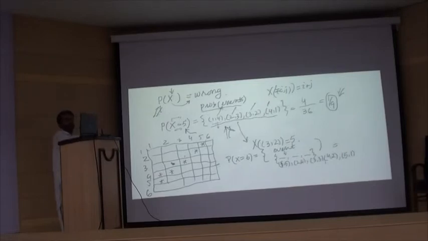So how many outcomes are in this event? It's basically 1, 2, 3, 4, 5. So we have 5 such outcomes. 5 over 36. So how about probability x is equal to 7? I think this is this diagonal. So it gives us 7, this, and this. So there are 6 such outcomes in the event.